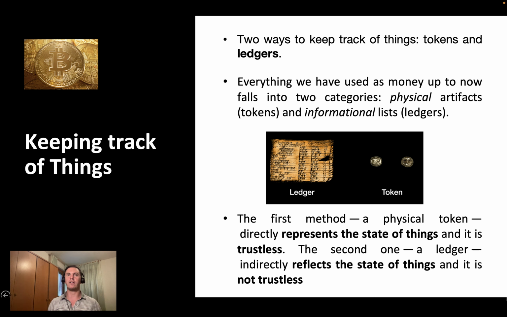The first method, a physical token, directly represents the state of things. The second one, a ledger, indirectly reflects the state of things. Tokens are physical and distributed. Ledgers are informational and centralized. Tokens are inherently trustless, and we will see why. Ledgers are not trustless.